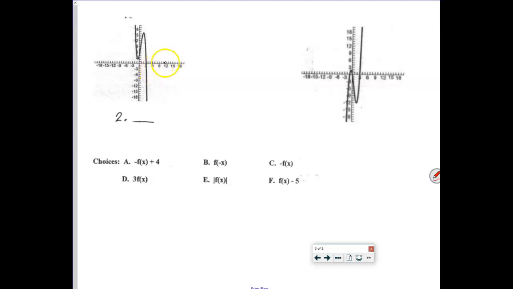Anyone think they noticed some things that happened? So you're seeing a reflection? Yeah. Okay. Cool. And you think it's B? No, I don't think it's B. Oh. How dare you? All right.